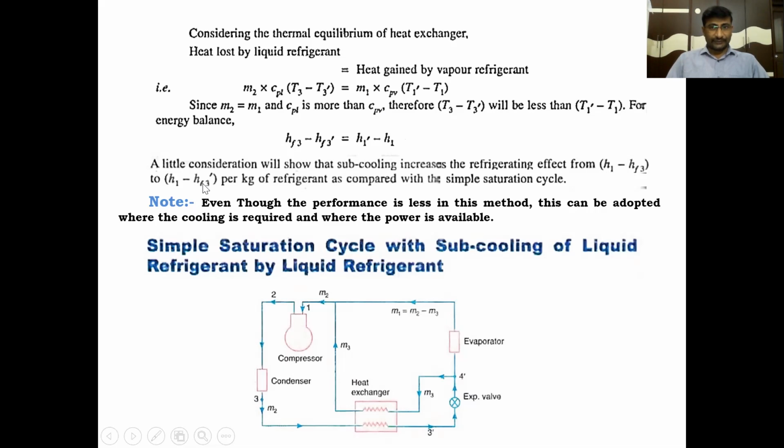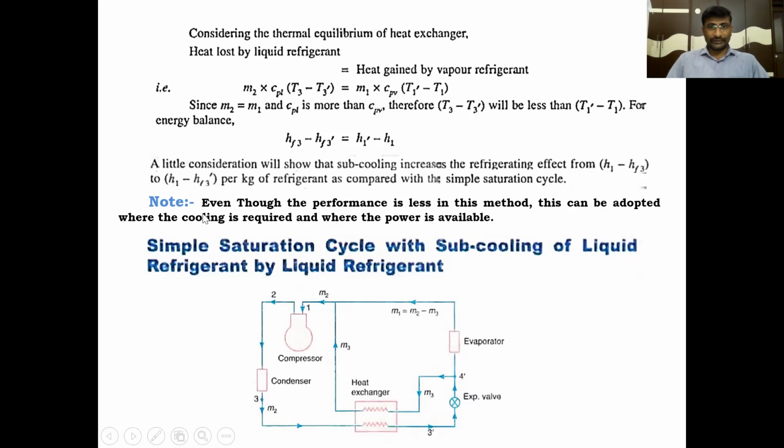Actually, without the heat exchanger, the refrigeration effect is H1 minus HF3, but after locating the heat exchanger, the refrigeration effect increases to H1 minus HF3 dash per kg of refrigerant, as compared with the simple saturation cycle. Here, the refrigeration effect increases.